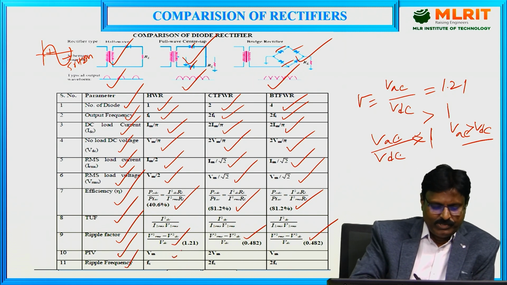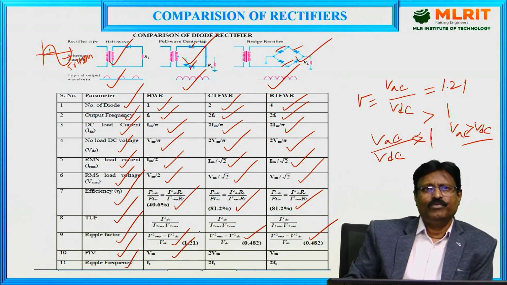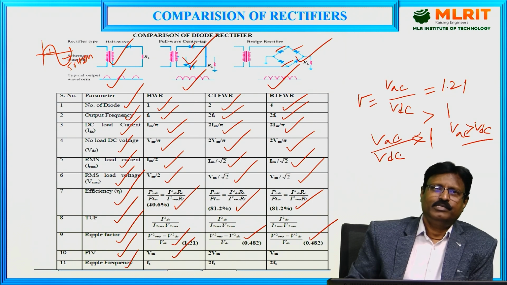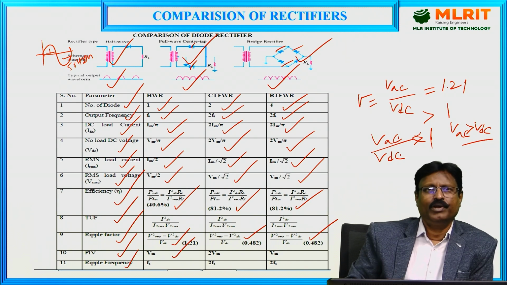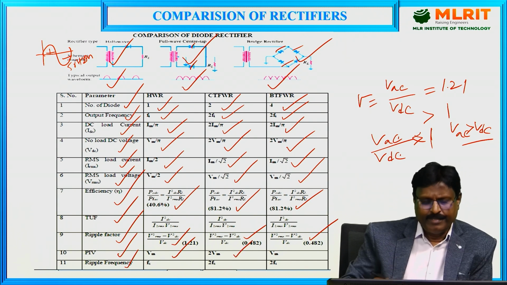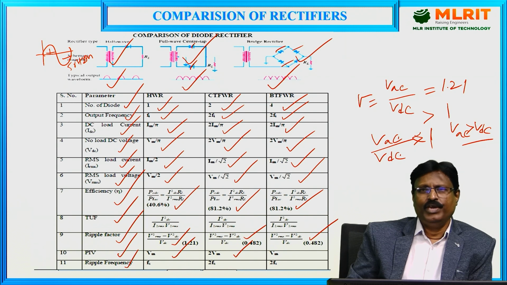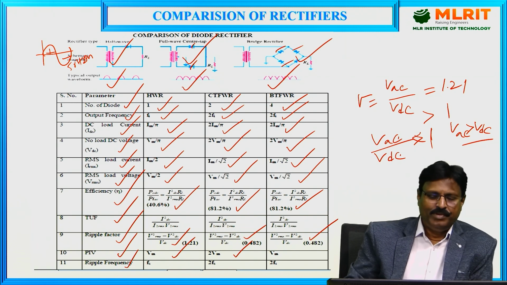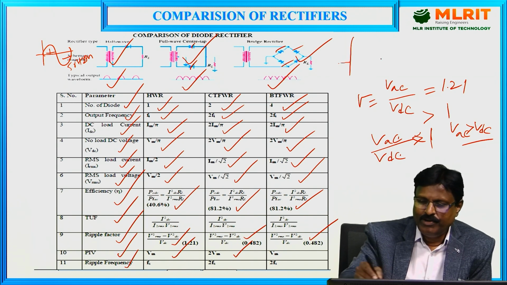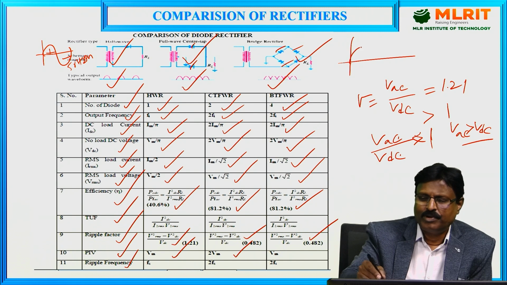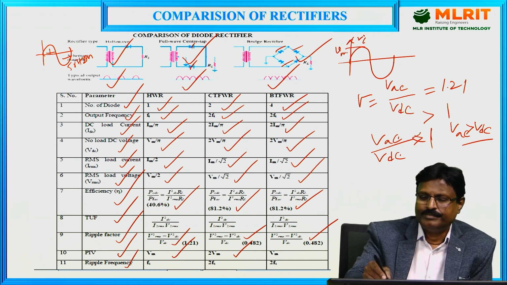Peak inverse voltage will be equal to Vm. Peak inverse voltage means the maximum voltage withstood by the diode in reverse bias. So that is Vm for the half wave rectifier, and here the value will be equal to 2 Vm, where Vm is the peak value of the provided input voltage. As you can see, this is Vi, the AC signal, so this is Vm, the peak value.